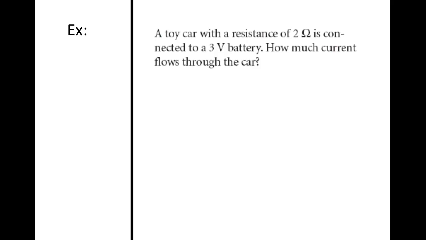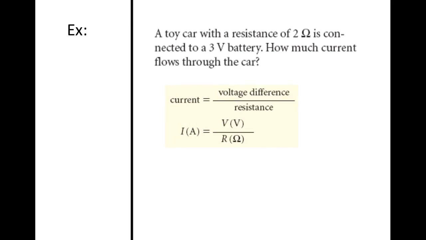A toy car with a resistance of 2 ohms is connected to a 3-volt battery. How much current flows through the car? We are going to use our equation, and we are trying to solve for current, which is I. When you plug everything in, you would get 3 volts over 2 ohms. You would get an answer of 1.5 amps, and if you were to take into account significant figures, your answer would actually be 2 amps.